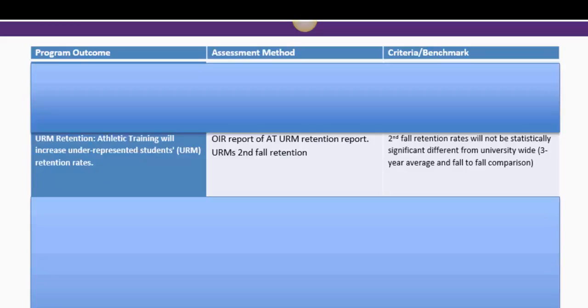You may also want to look at underrepresented minorities retention. Or if you don't have a lot of underrepresented minority students, you may want to look at underrepresented minority recruitment. So how are you going to increase the retention rates of URM students? This could be, again, another OIR report of AT URM retention compared to URMs at just second fall or third fall. The criterion benchmark is that it will not be statistically significantly different from the university or the 3-year average and fall to fall comparison.